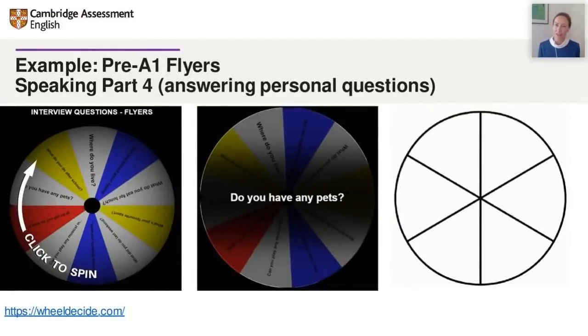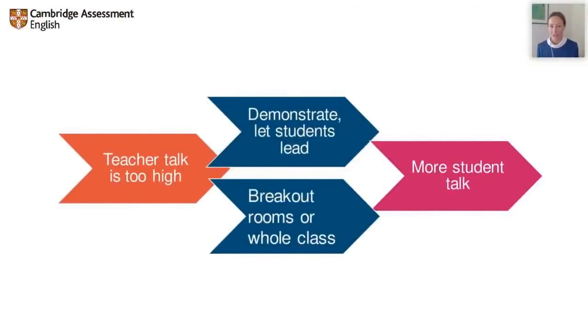Another option here for a similar activity is using a wheel of questions. So on this website, We'll Decide, you can put in your own questions or get students to think of questions. So the types of questions they'd be answering in the exam. You click to spin the wheel, and wherever it lands, you ask a student a question. Or the one on the right, they make their own question wheel. Put a pencil in the middle, spin it. Wherever it lands, they ask their partner the question. So it's still these fun games, these fun physical things, clear demonstrations, and hopefully lots and lots of speaking.